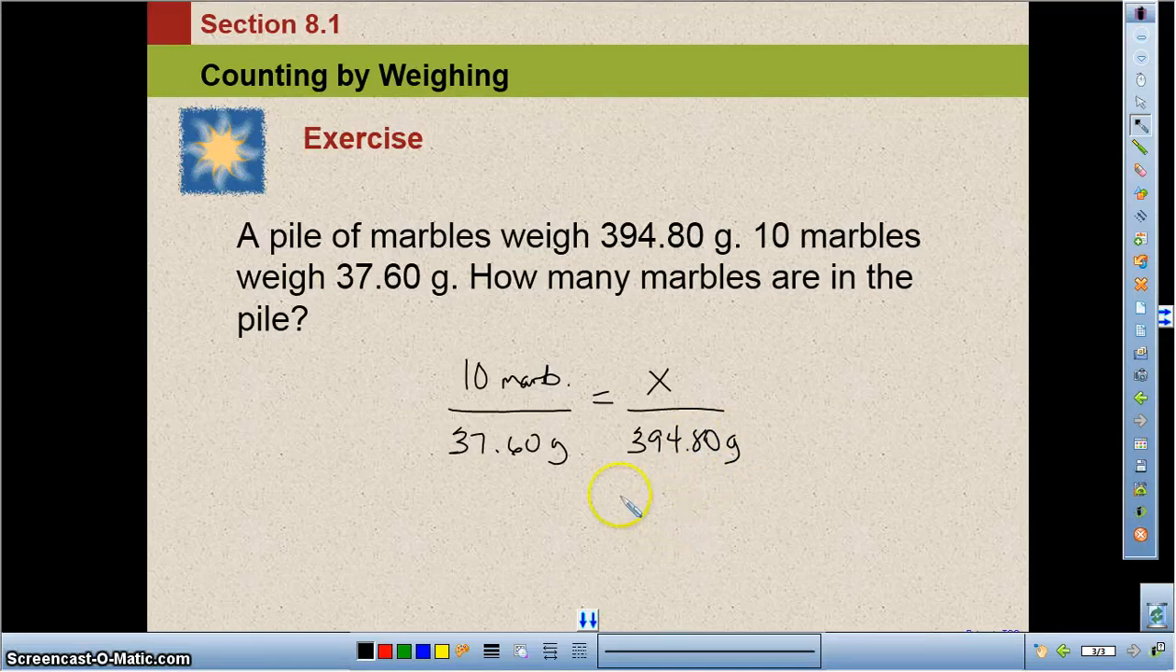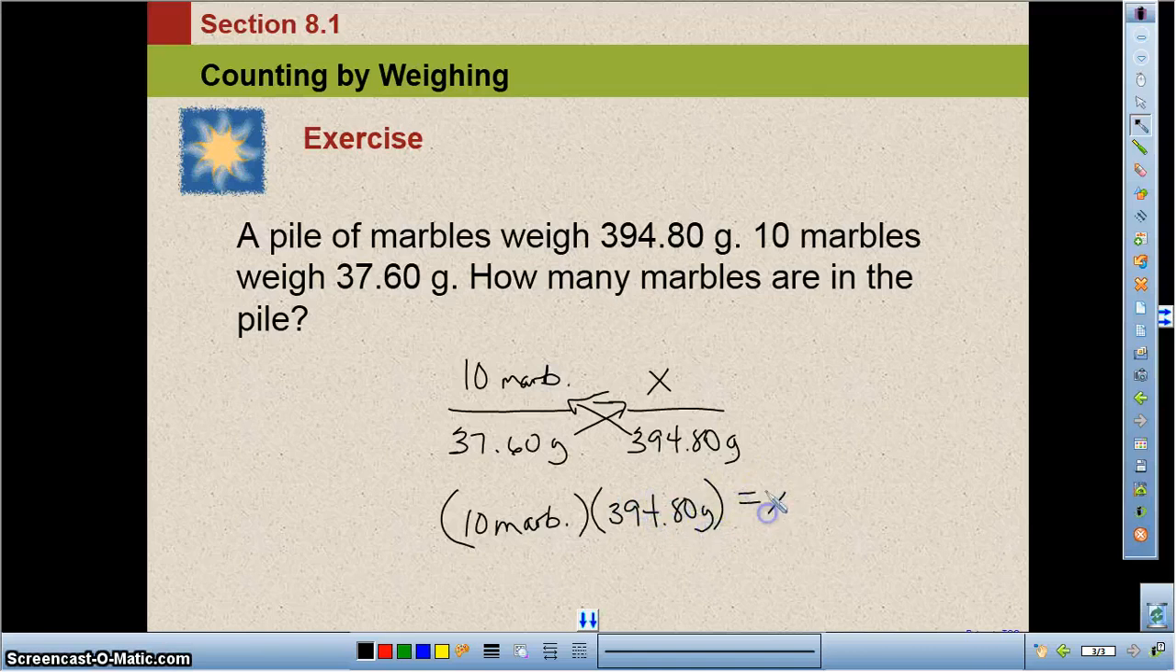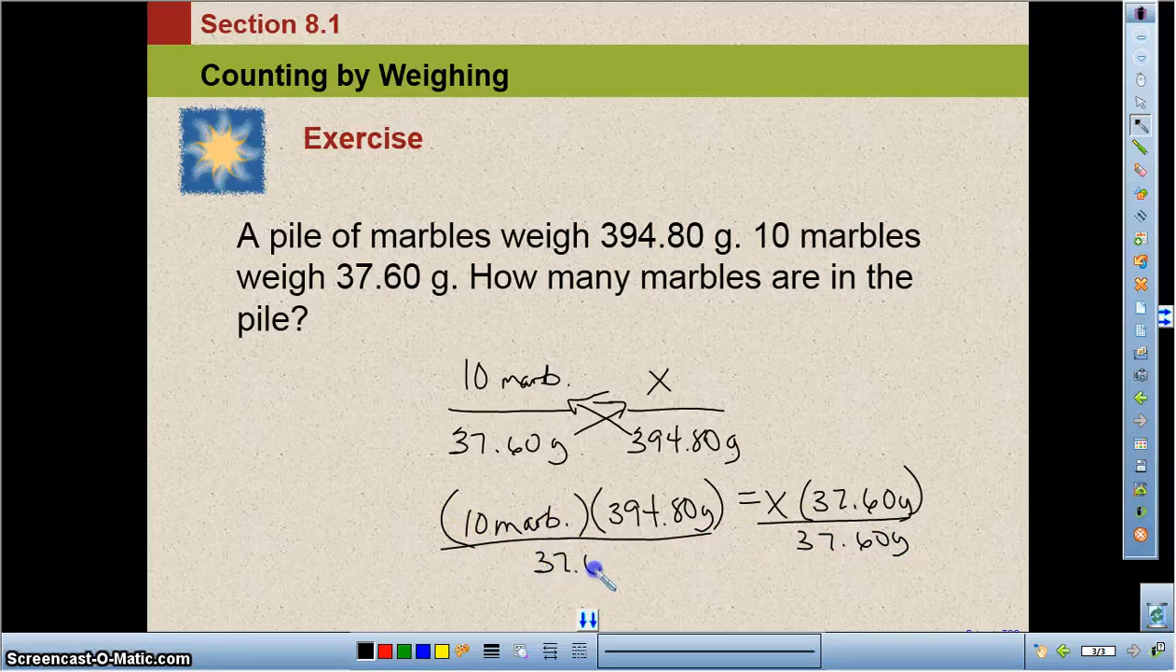So we're going to cross multiply, which we're going to do a lot in this class. So 10 marbles times, remember when we cross multiply, we do this and set equal to this. So 394.80 grams equals X times 37.60 grams. We're going to divide both sides by 37.60. And you're going to notice when you do that, our grams are going to cancel, and we're going to be left with marbles, which is what we want. So let's do the math real quick. So we have X equals 105 marbles.